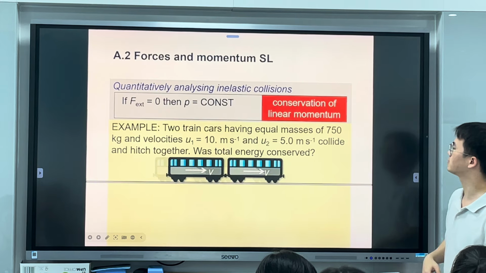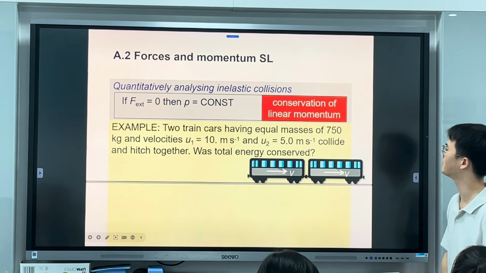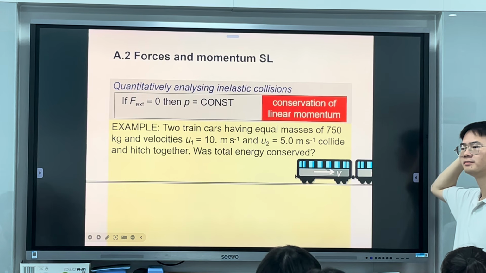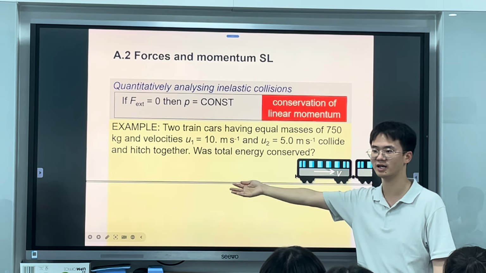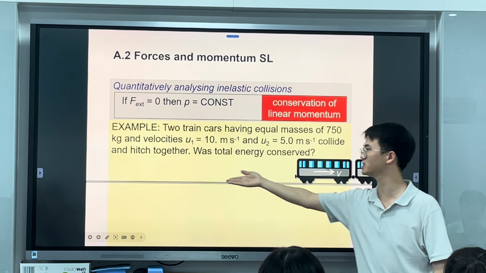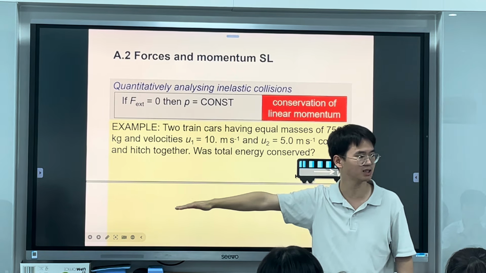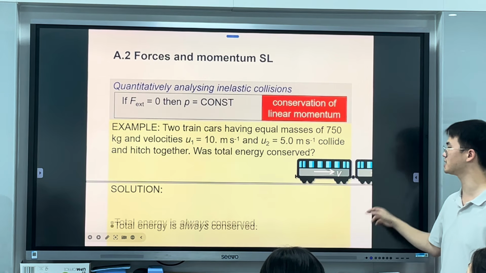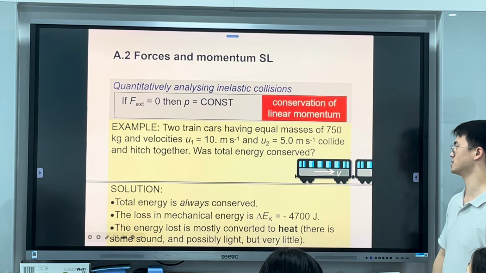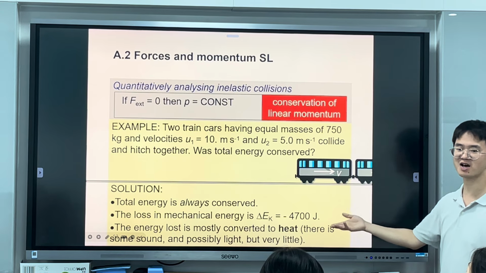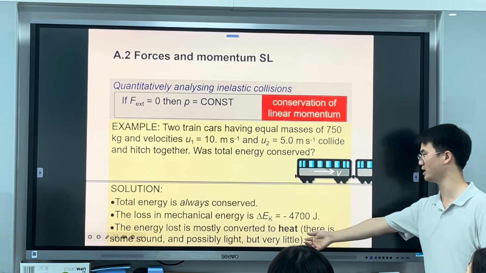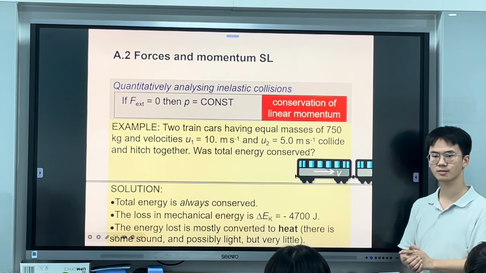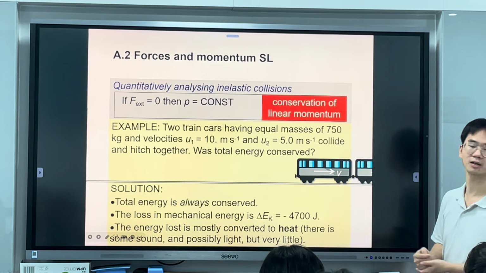Two trains, blah blah blah. Is total energy conserved? Also no. Here the total energy is just kinetic energy because there is no change in height. They are on the ground, and there is no elastic potential energy between them. Since kinetic energy changes, total energy also changes. The loss of 4,700 joules of kinetic energy is converted into heat and sound. It's wasted as heat and sound. Questions?